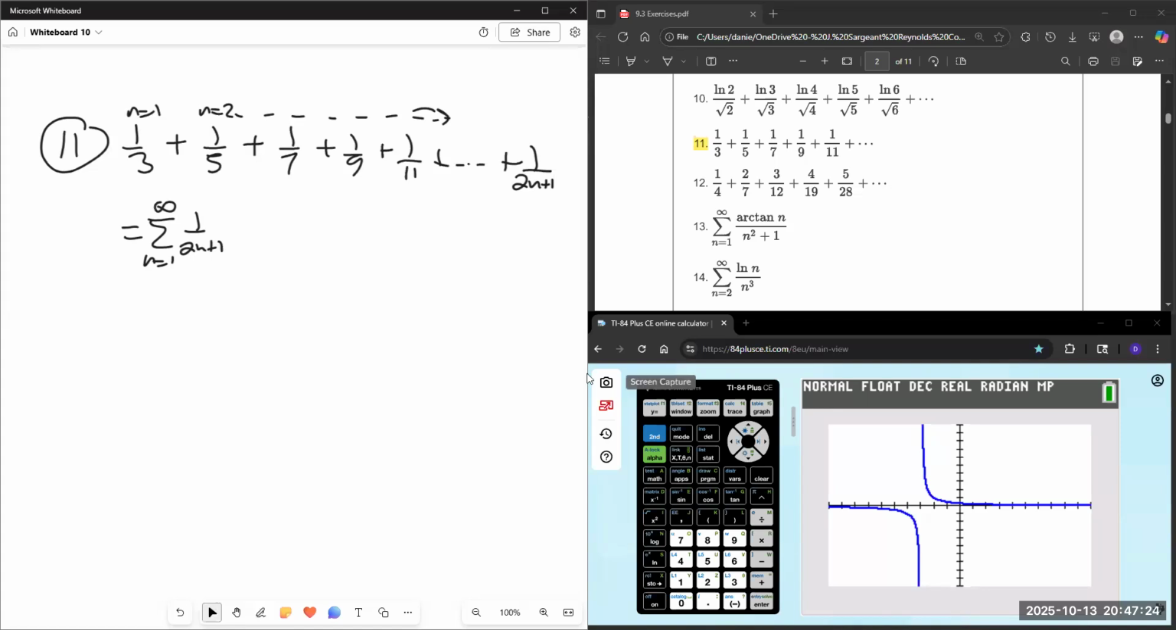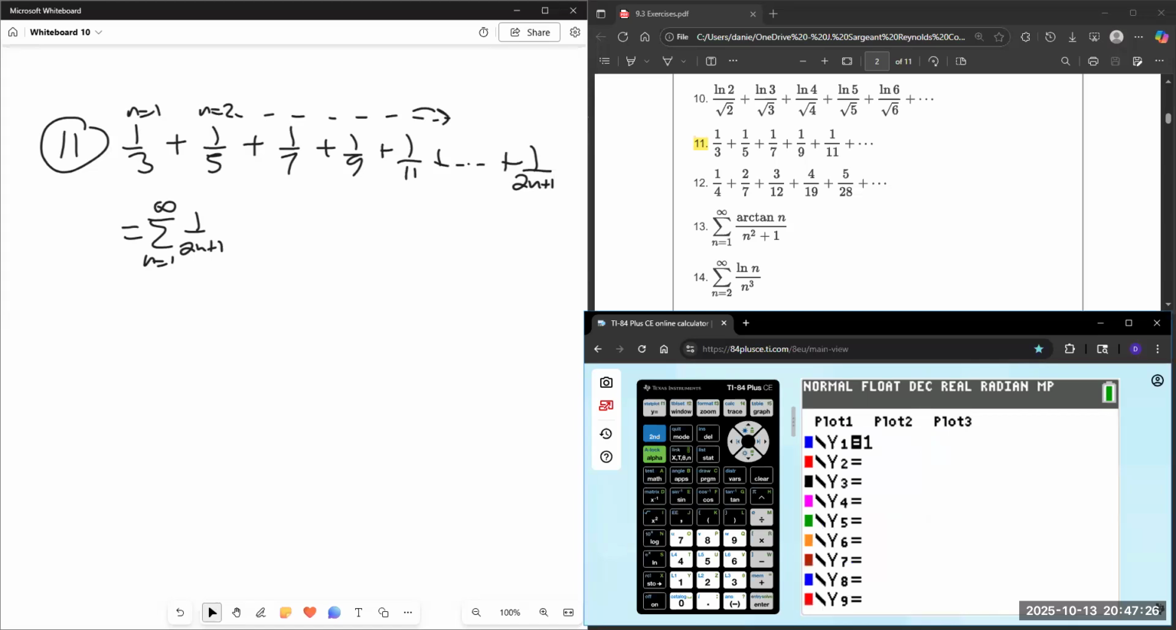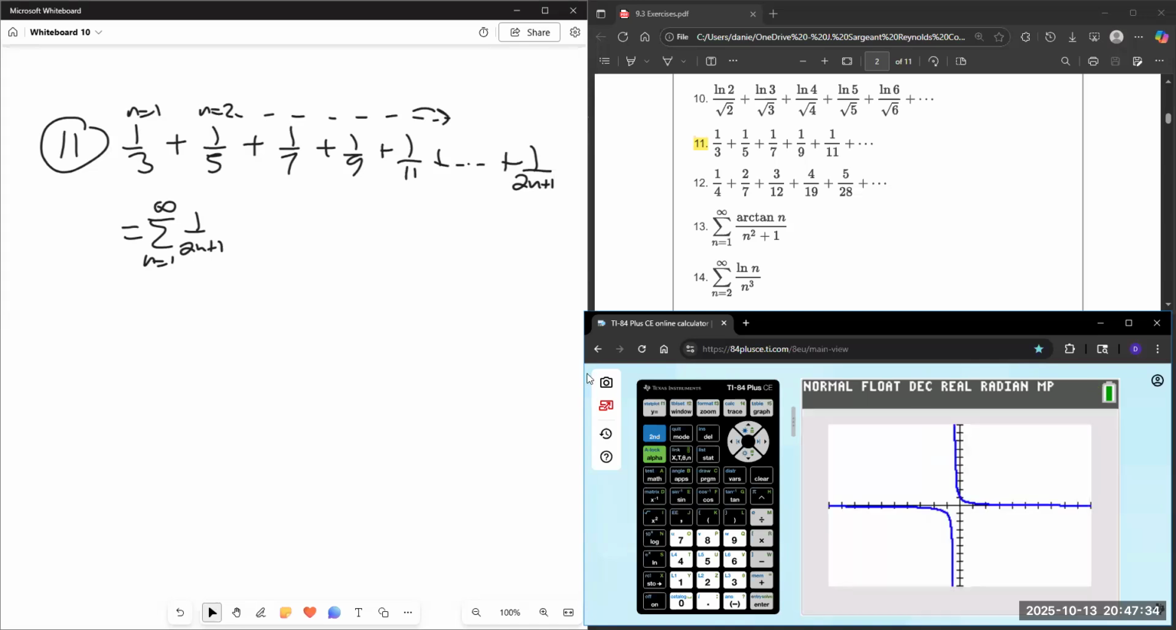So 1 over 2x plus 1. If I look at that, this should be positive, continuous, and decreasing for all n greater than or equal to 1. Positive, because this is a positive number, divided by that will always be a positive number. Continuous, because the only discontinuity is going to be at n is equal to negative 1/2, which is not within my domain here of 1 to infinity.